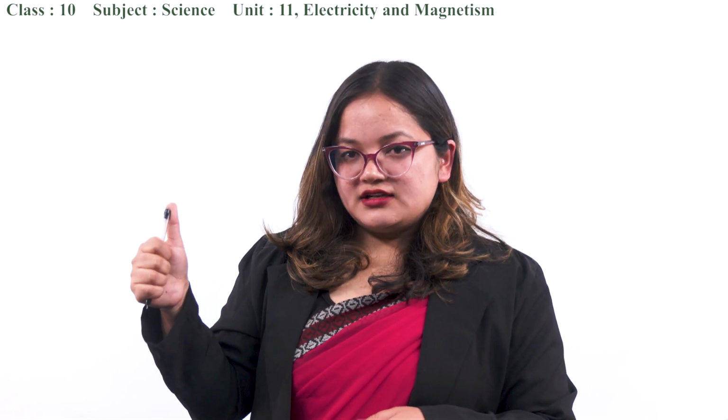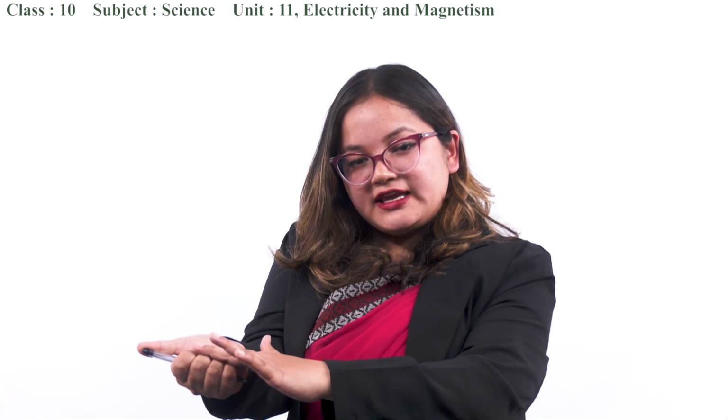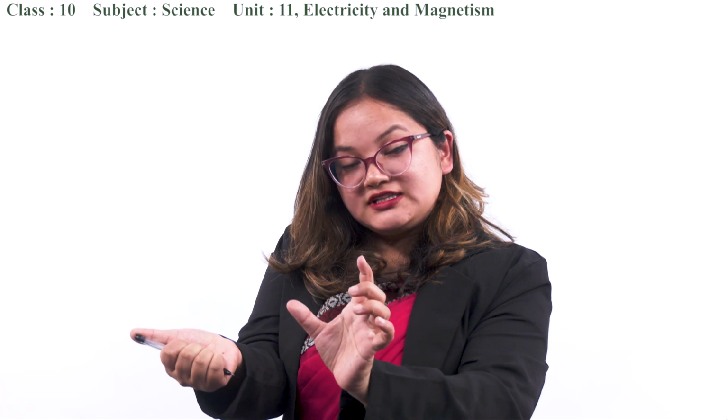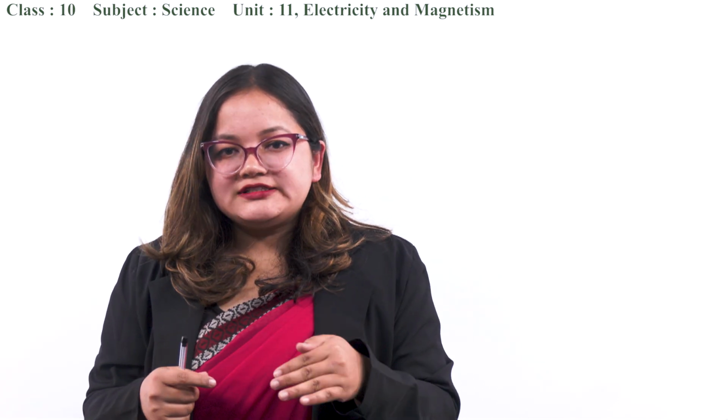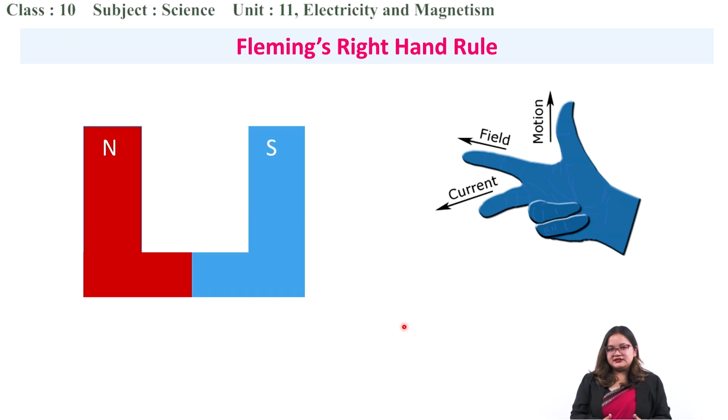In case of the right hand thumb rule, the thumb denotes what again? Yes, the thumb denotes the direction of current. In case of the grip rule, the grip also denotes the direction of the current. Whatever the rule, it denoted the direction of the current. So now it is a bit different from what we studied in our earlier class. Here it is Fleming's right hand rule.